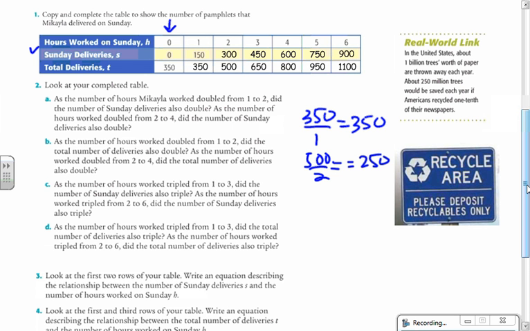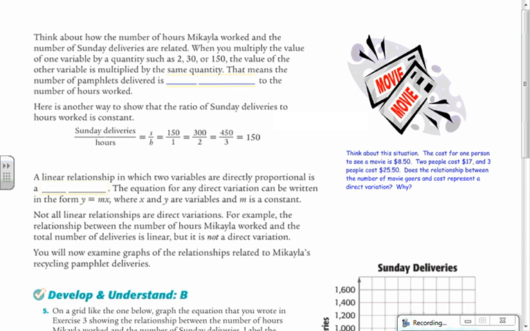So we'll look at a couple more situations and see if we can figure out whether or not they're direct variations. So I'm going to head to the next page here. And so what we were just talking about there is that the number of hours Michaela worked, I'm at the top of this page, and the number of Sunday deliveries are related.